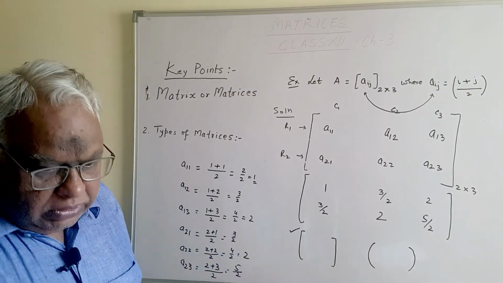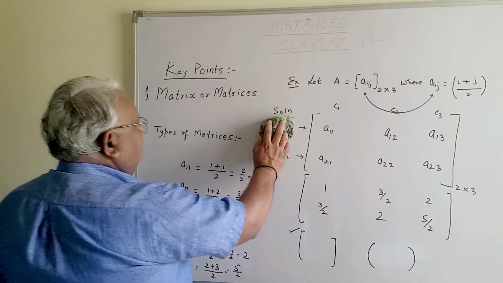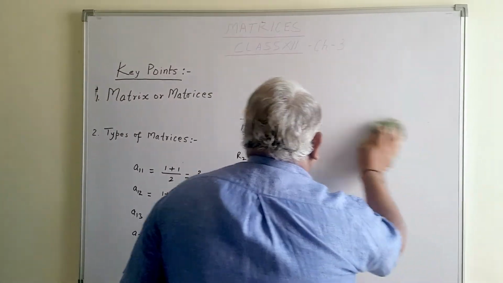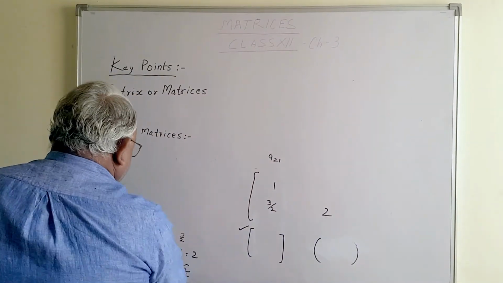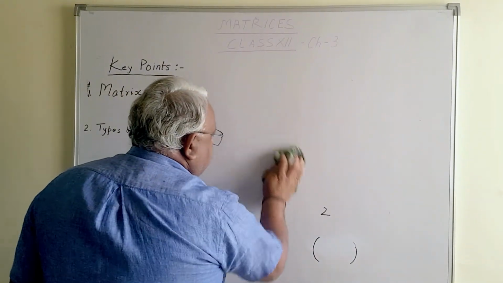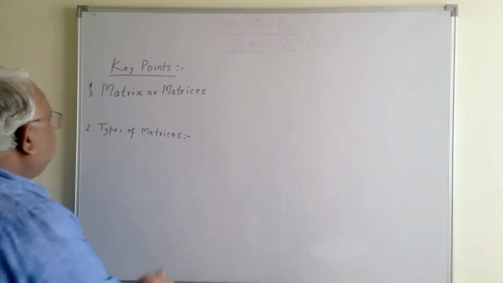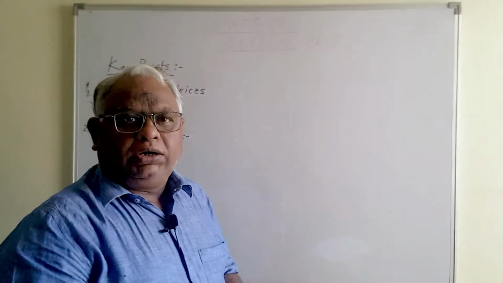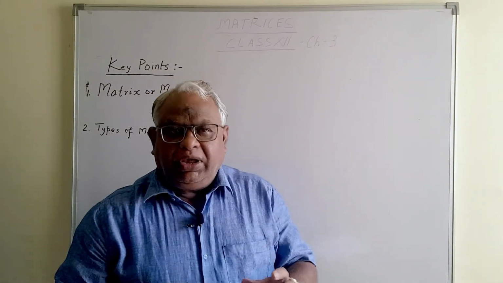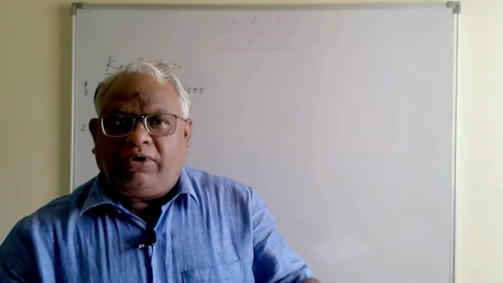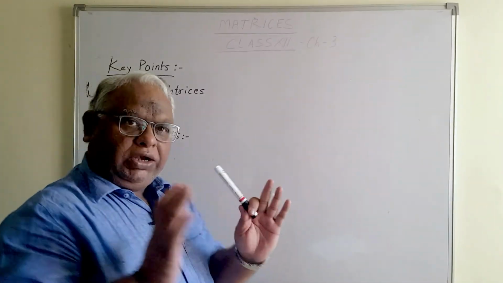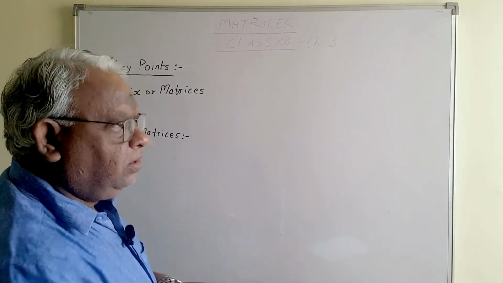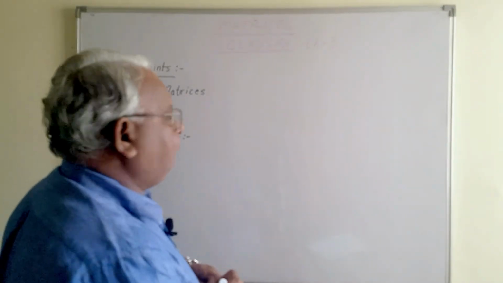Let us move to the second part, the types of matrix. Before moving on to types of matrices, let me explain the general form of a matrix, how it looks like and what is the meaning and why it is defined in that format.